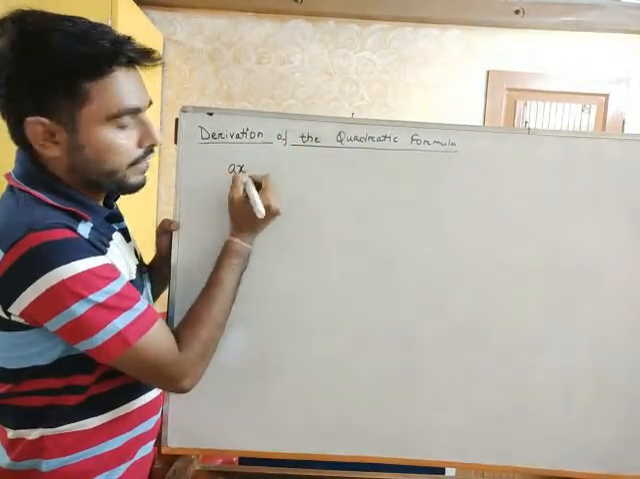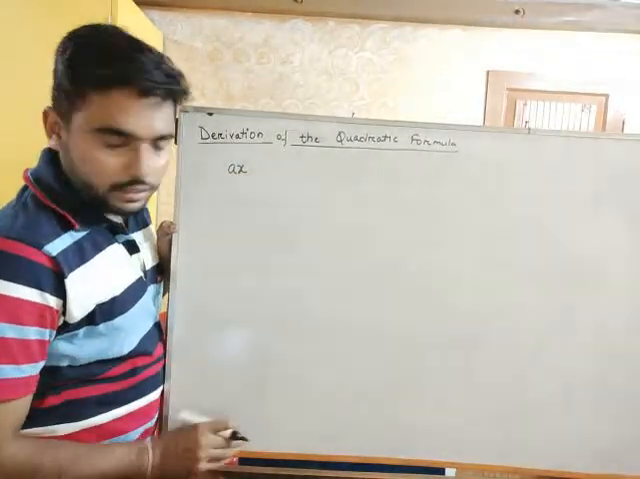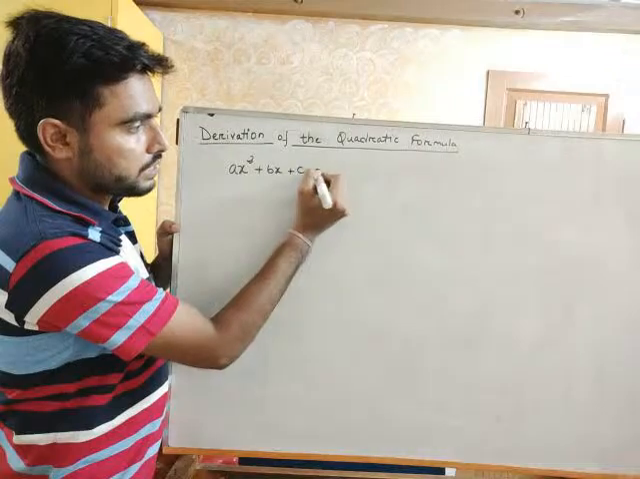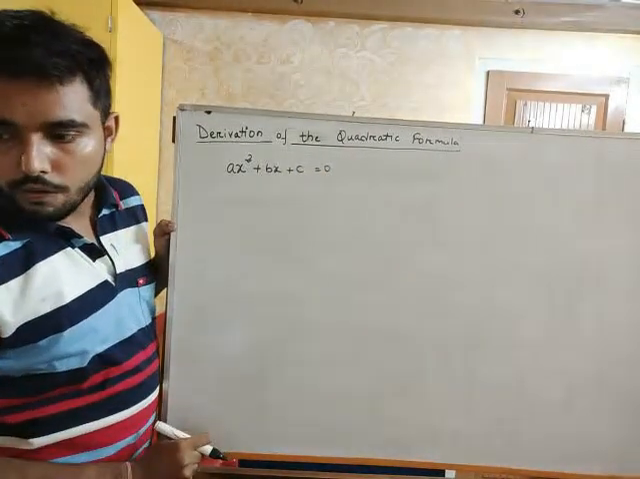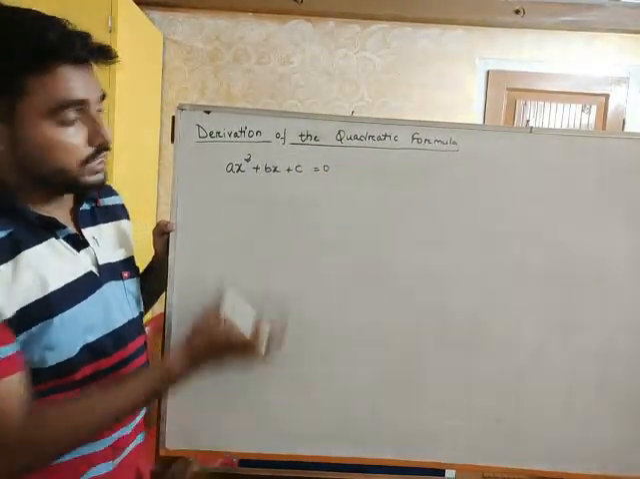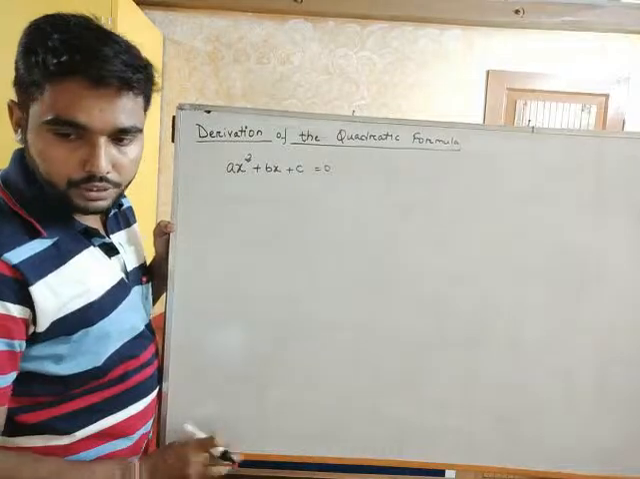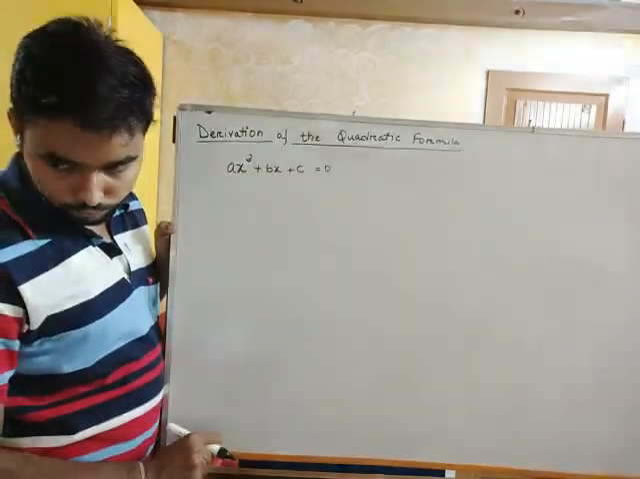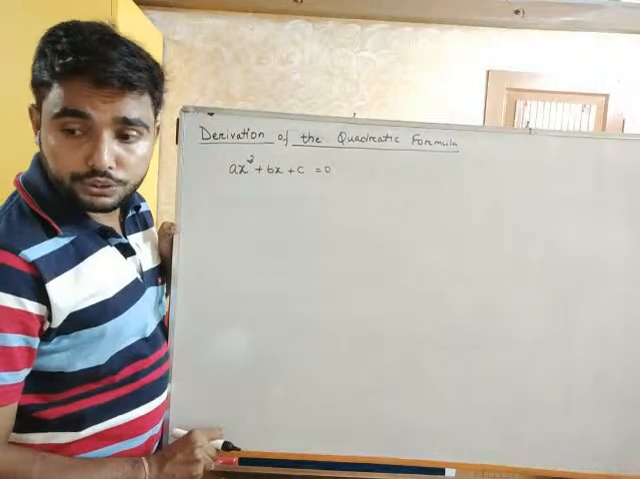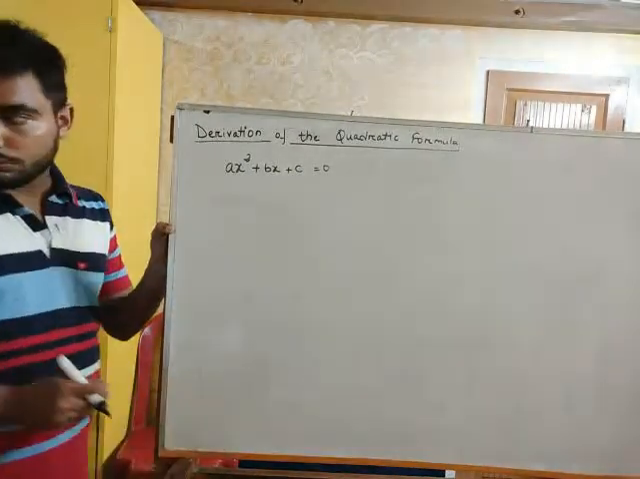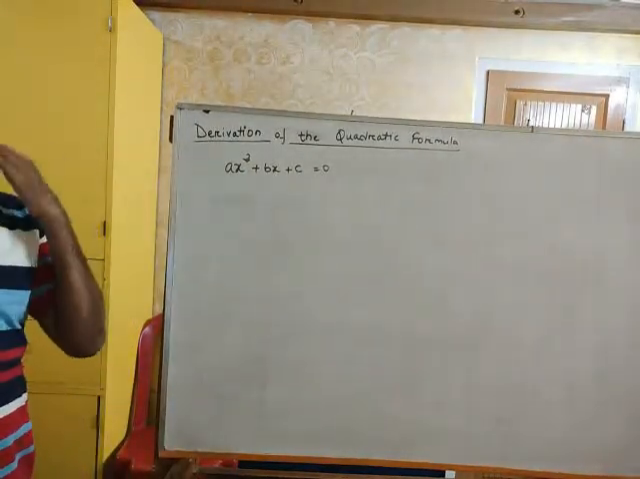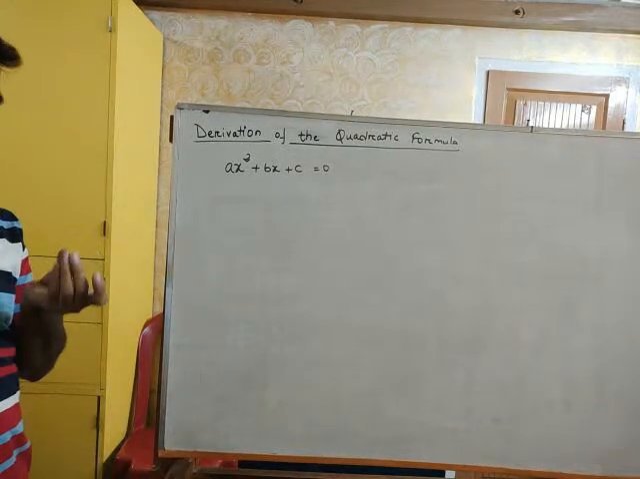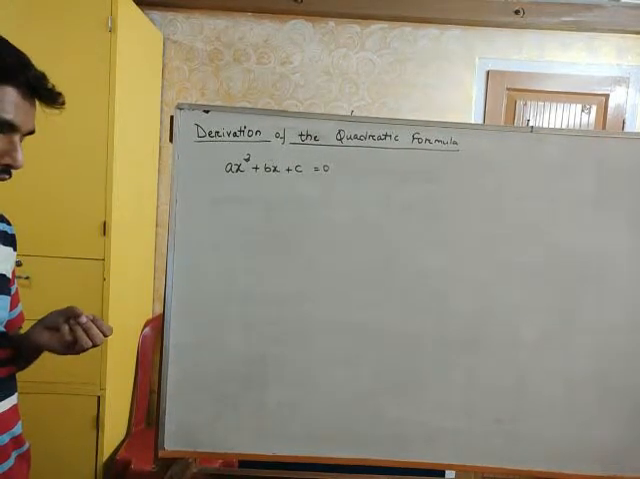So the generalized form of a quadratic equation is ax square plus bx plus c is equal to 0. This is the general form of a quadratic equation where a, b and c are real numbers and a is not equal to 0, isn't it? Now to this equation I have to apply the method of completing the square. Then only we can derive the quadratic formula.